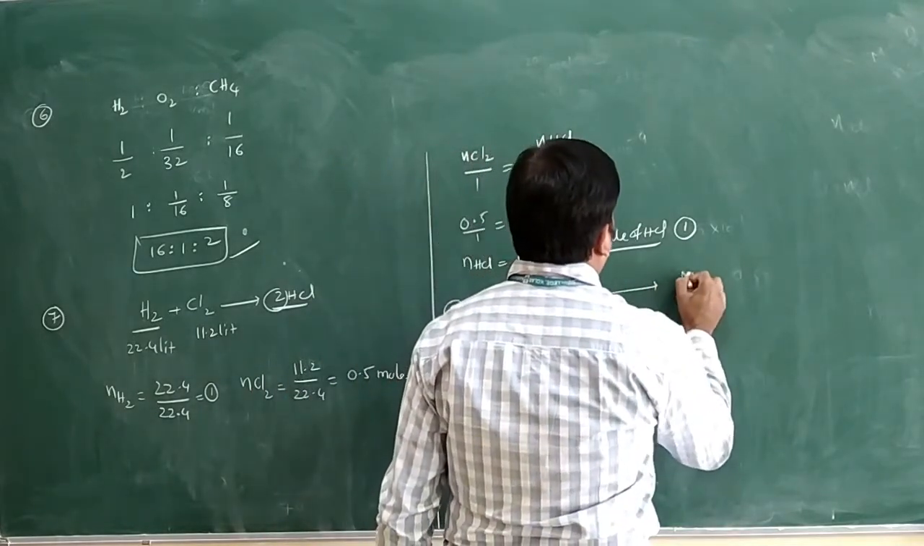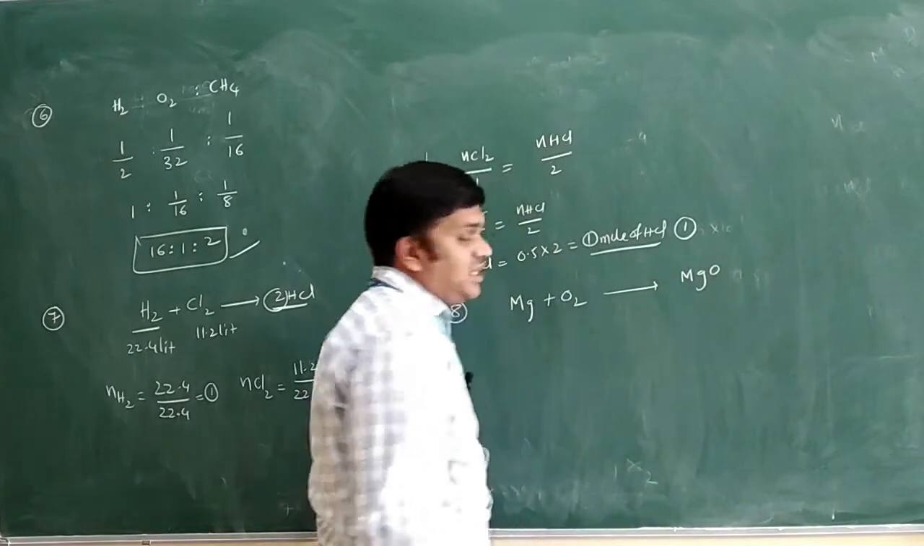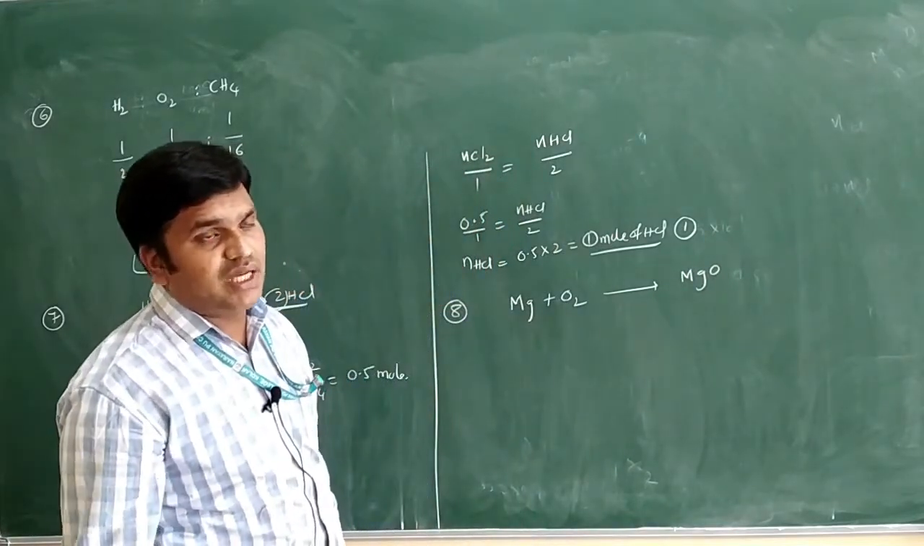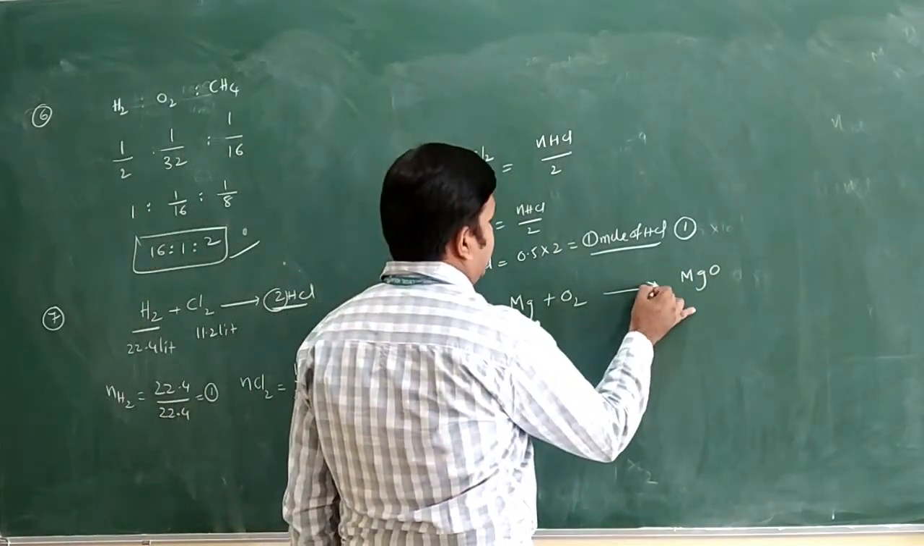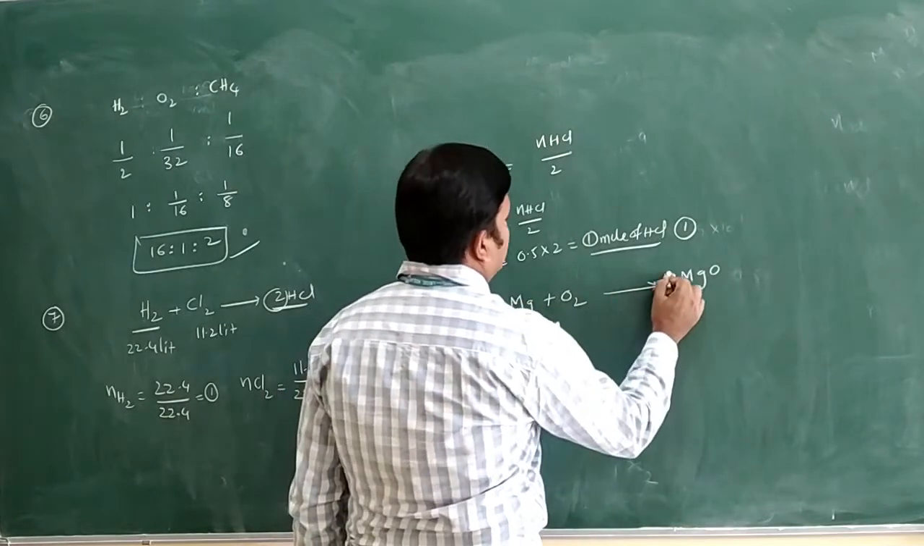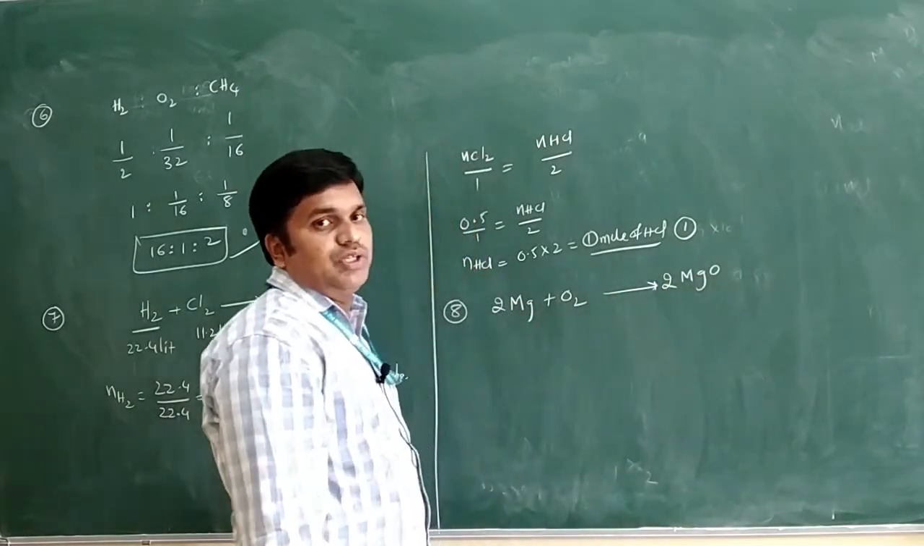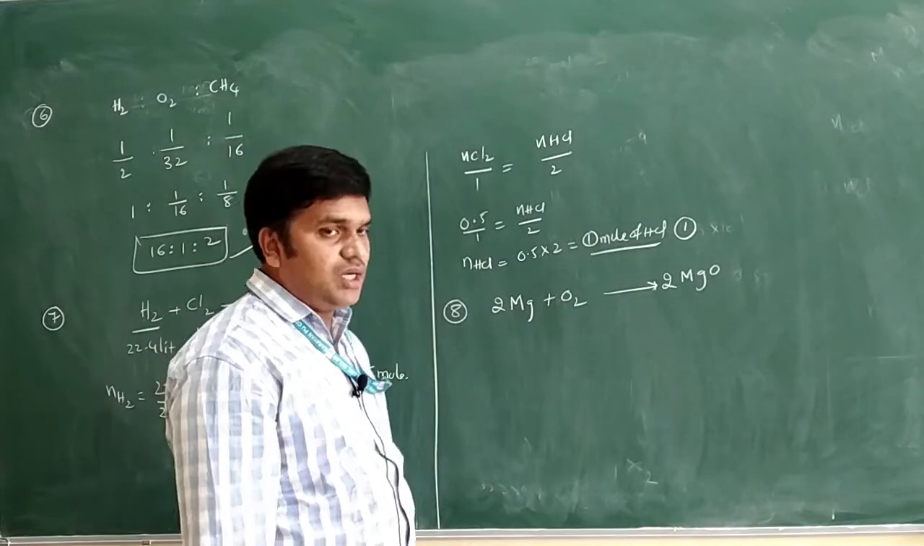If you want to take the magnesium, magnesium burned with oxygen, Mg plus O2 gives rise to MgO. This is an equation, but it is not a balanced equation. You have to balance that equation. What will you write here? 2Mg plus O2 gives rise to what? 2MgO only.